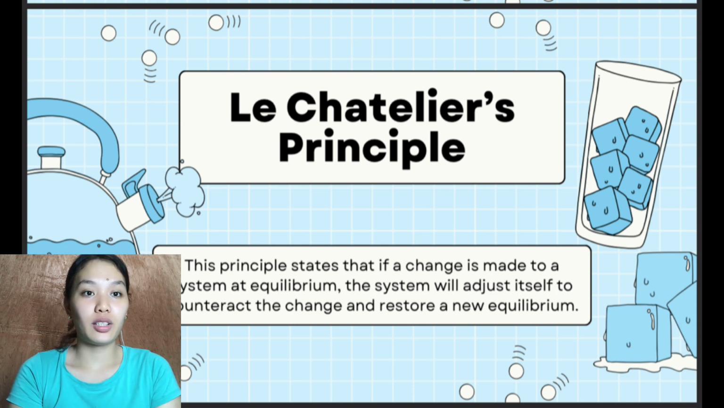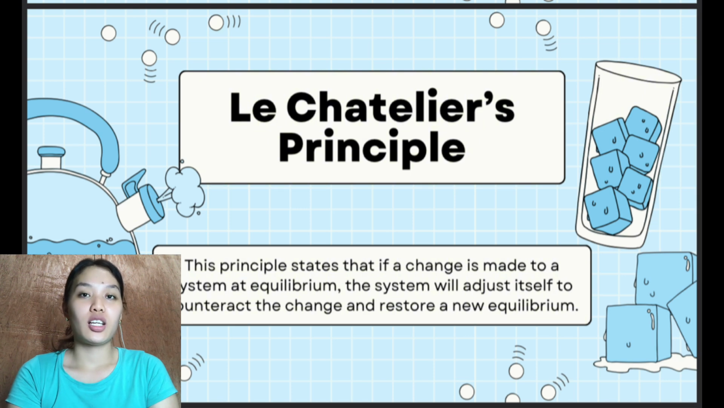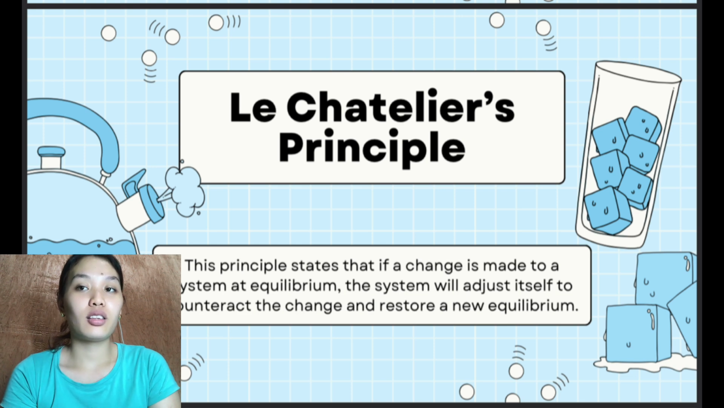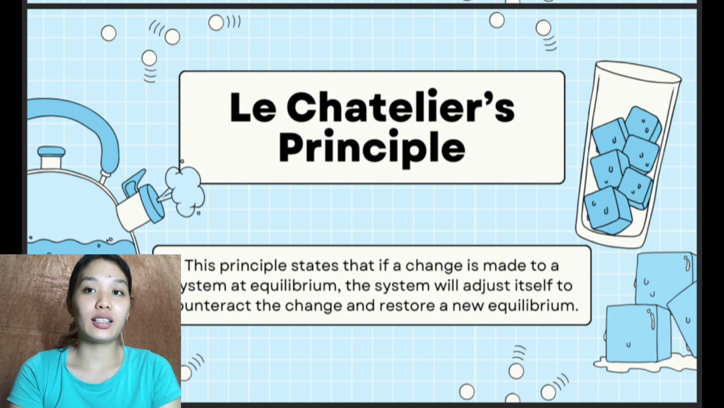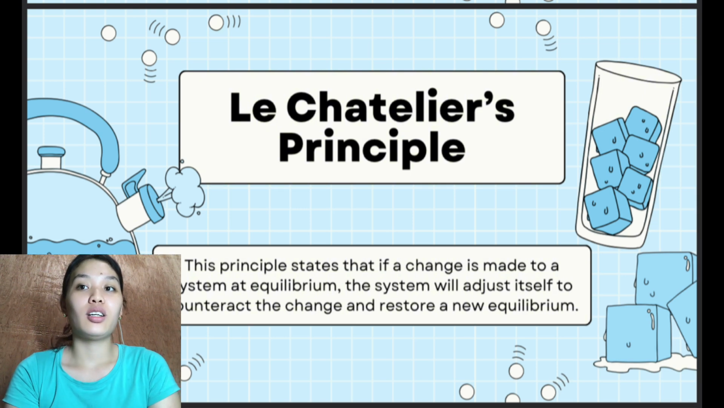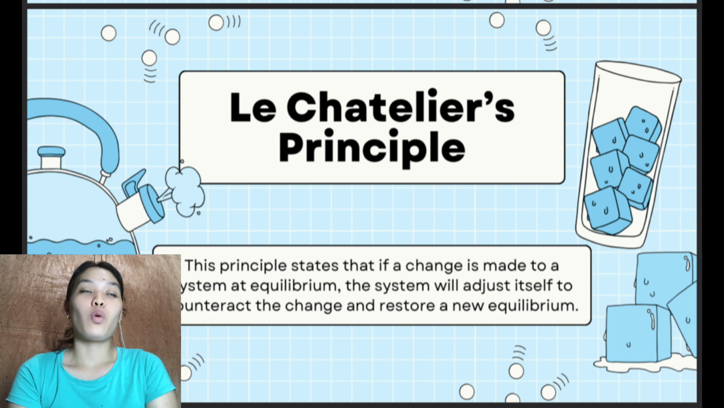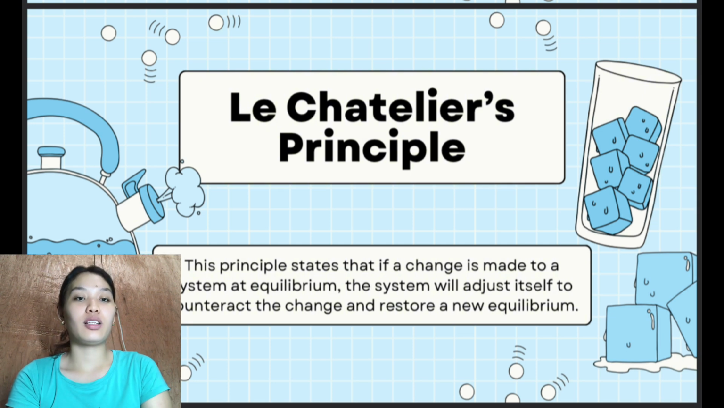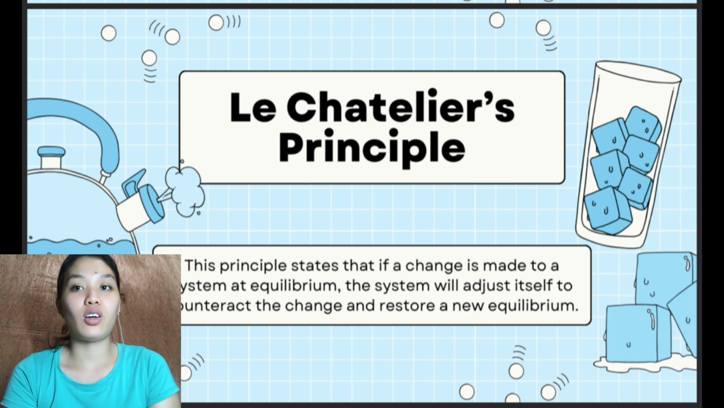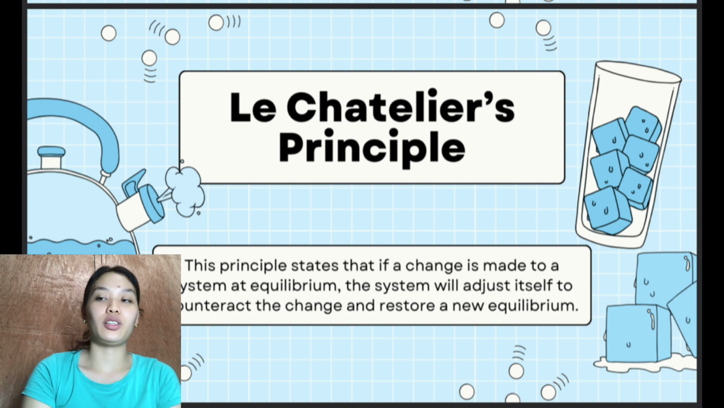It will shift the equilibrium to oppose the change. While in temperature, increasing the temperature favors the endothermic direction of the reaction, while decreasing the temperature favors the exothermic direction. While in pressure, changing the pressure affects reactions involving gases. Increasing pressure shifts the equilibrium towards the side with fewer gaseous molecules.